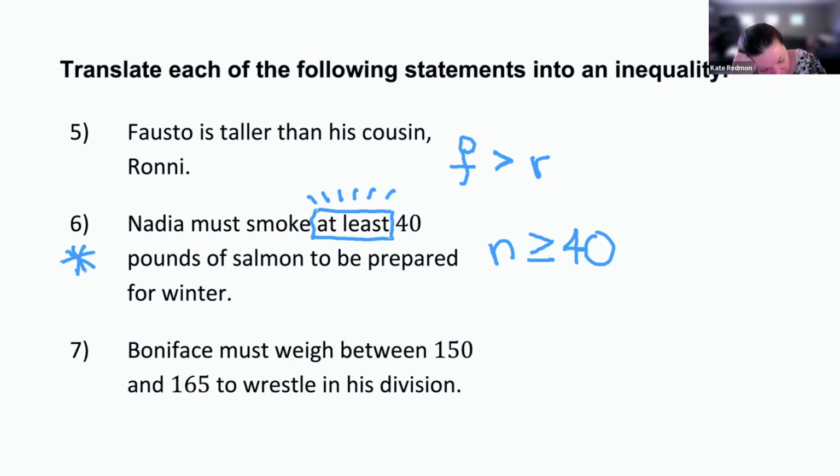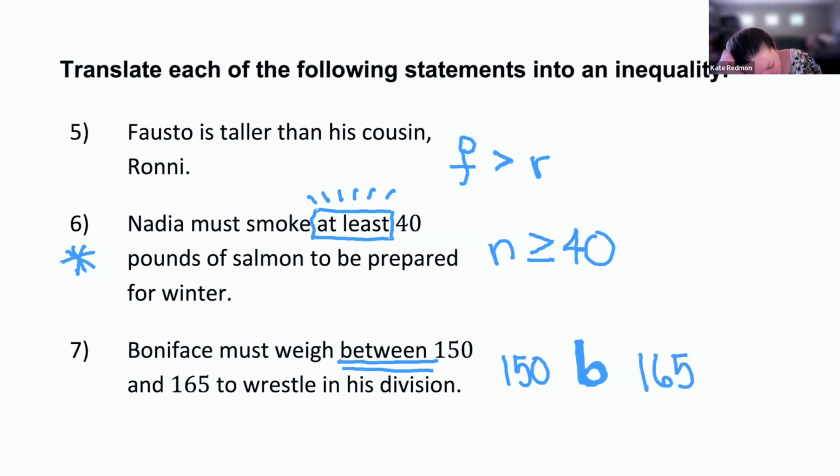Number 7, Boniface must weigh between 150 and 165 to wrestle in his division. Now, you're not going to have to work with this kind of inequality today, but I just want you to see it. Look at this language. It says between. So Boniface, his weight has got to be between 2 numbers. What 2 numbers is it got to be between? 150 and 165.